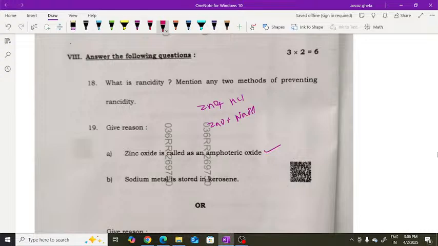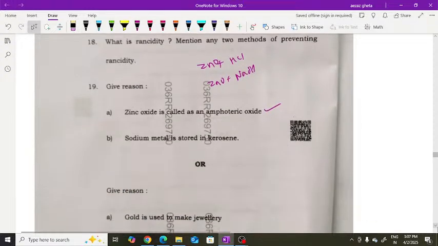Next, sodium metal is stored in kerosene because sodium metal is highly reactive. Nikhil, how did you write it? Sodium metal is highly reactive. It reacts with air and may catch fire. So to prevent this accident, it is stored in kerosene. Along with sodium, we taught you one more metal also kept in kerosene.